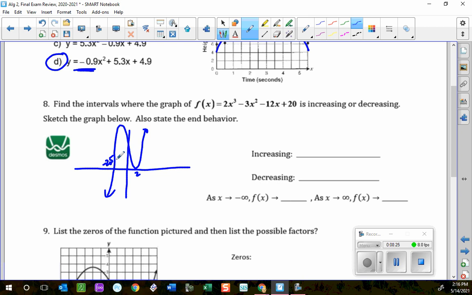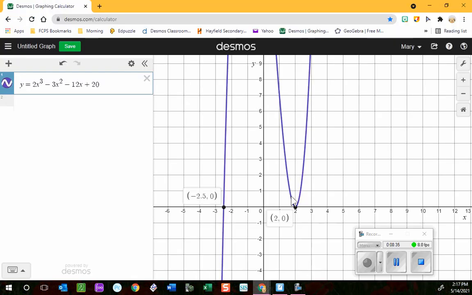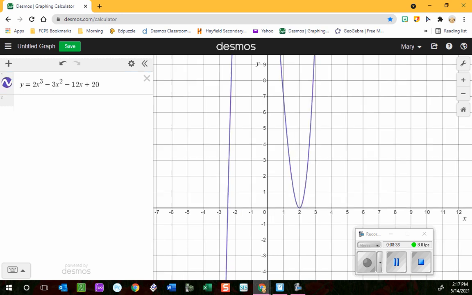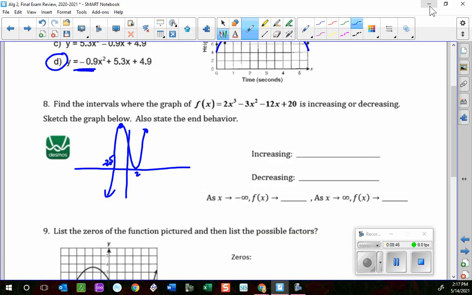Okay, so if I'm going to name the increasing and decreasing areas, I actually need this little point up here. So I'm going to go back and grab that. So let's see. Pull this graph down. There we go. So that point up there is negative 1 and 27. So this little spot right here is at negative 1 and 27. The reason I needed that spot is because that is where it changes from increasing to decreasing.